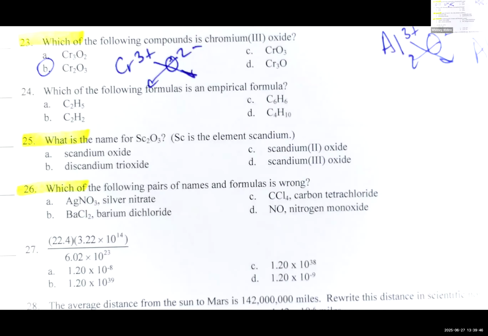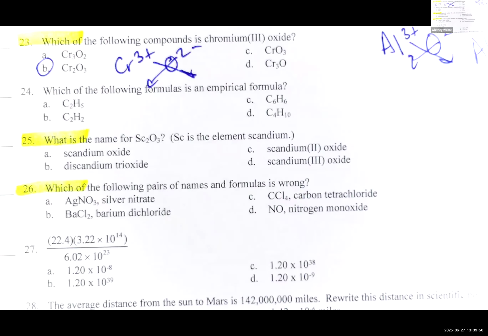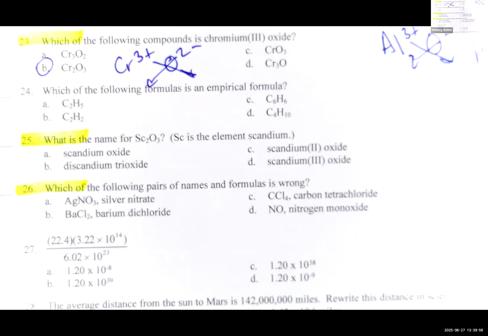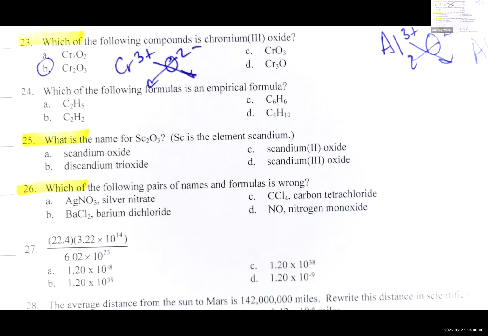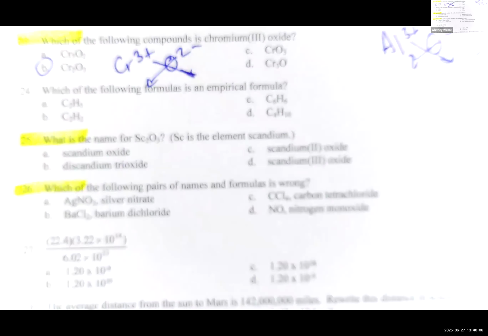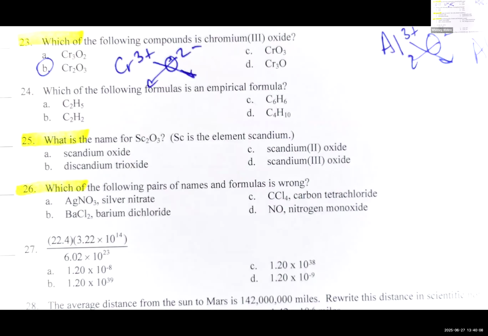One more minute, so we'll do 25. What is the name for this one? Scandium is Sc, so scandium and then O. And this is ionic, so it will require the ionic naming. If you look at B, B is the way that we would name molecular compounds. It's not going to be correct.